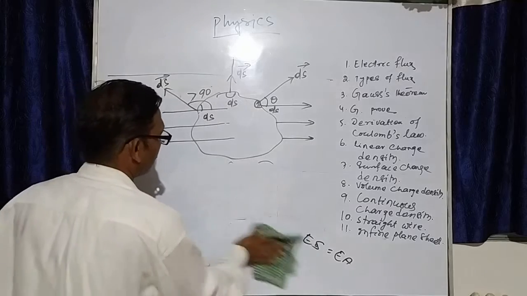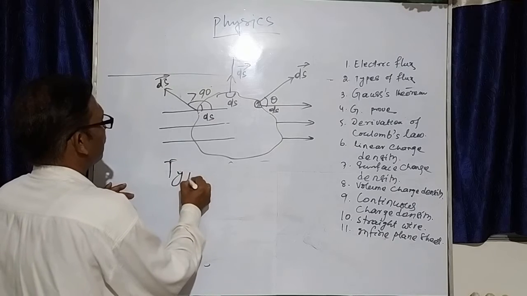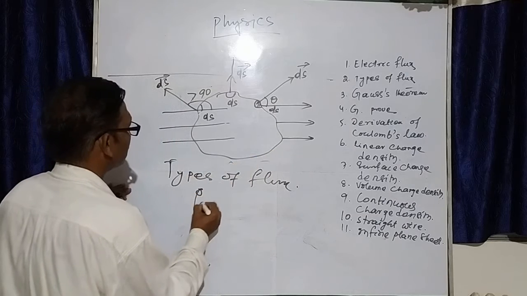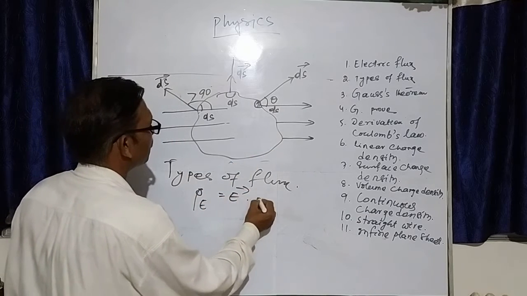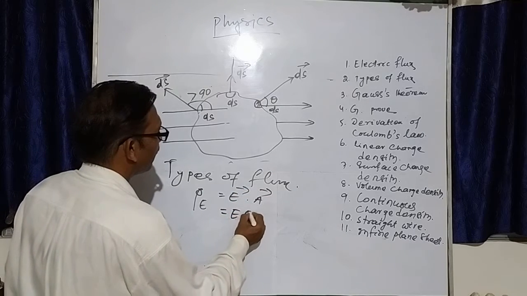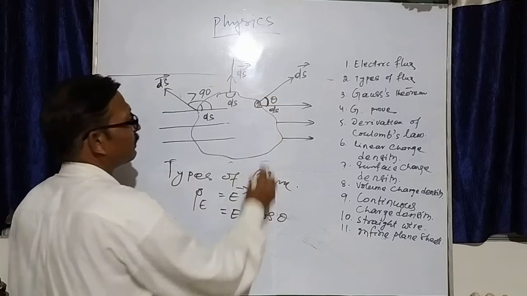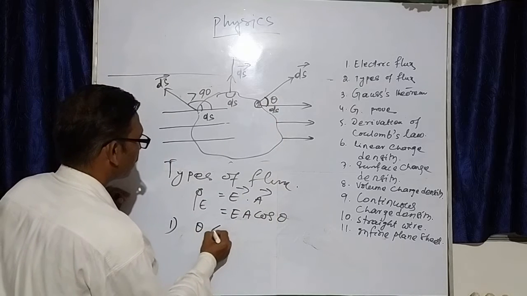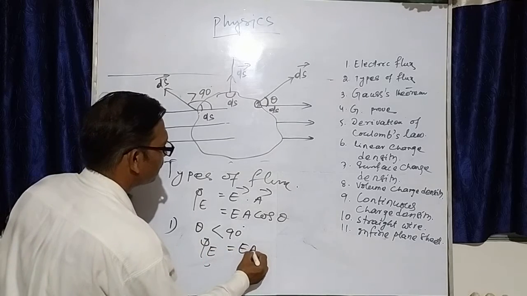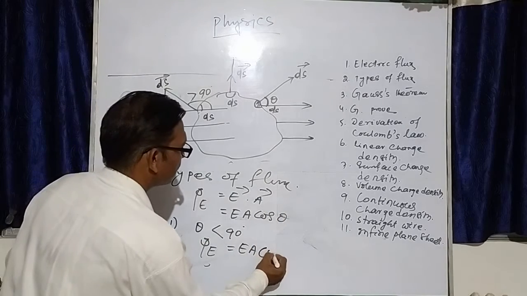Next, come to types of flux. You see, flux is equal to E dot a, or Es, this is equal to E a cos theta. In the first case, you see theta is less than 90. So phi E is equal to Ea cos theta. Suppose you take this as 0, then this is Ea cos theta.